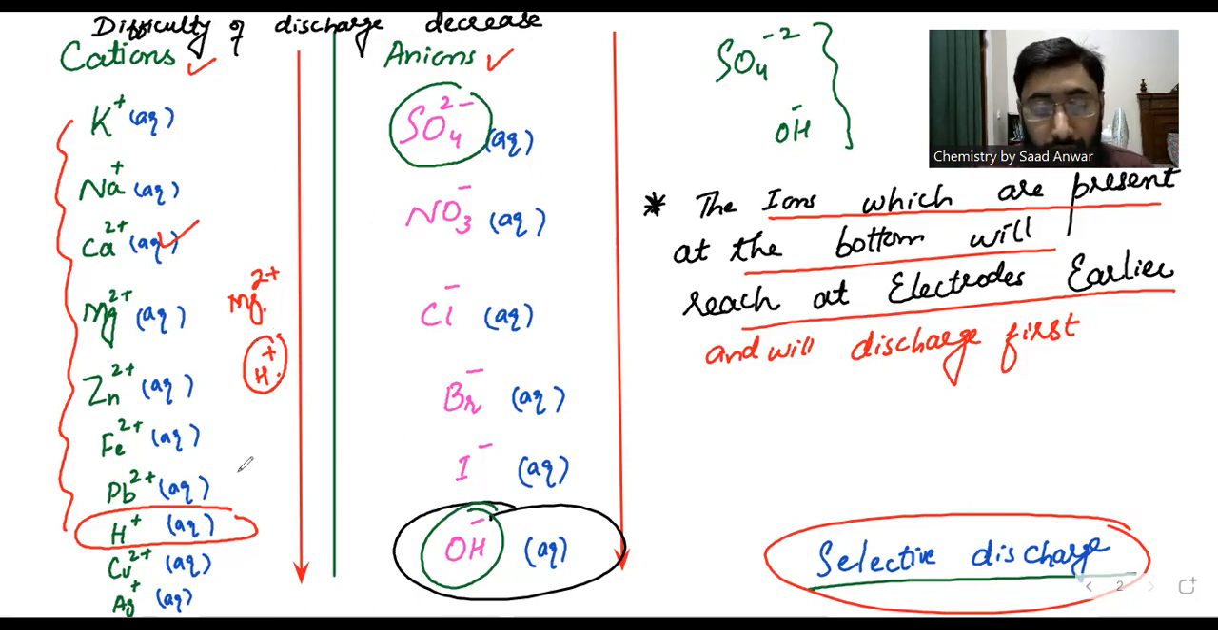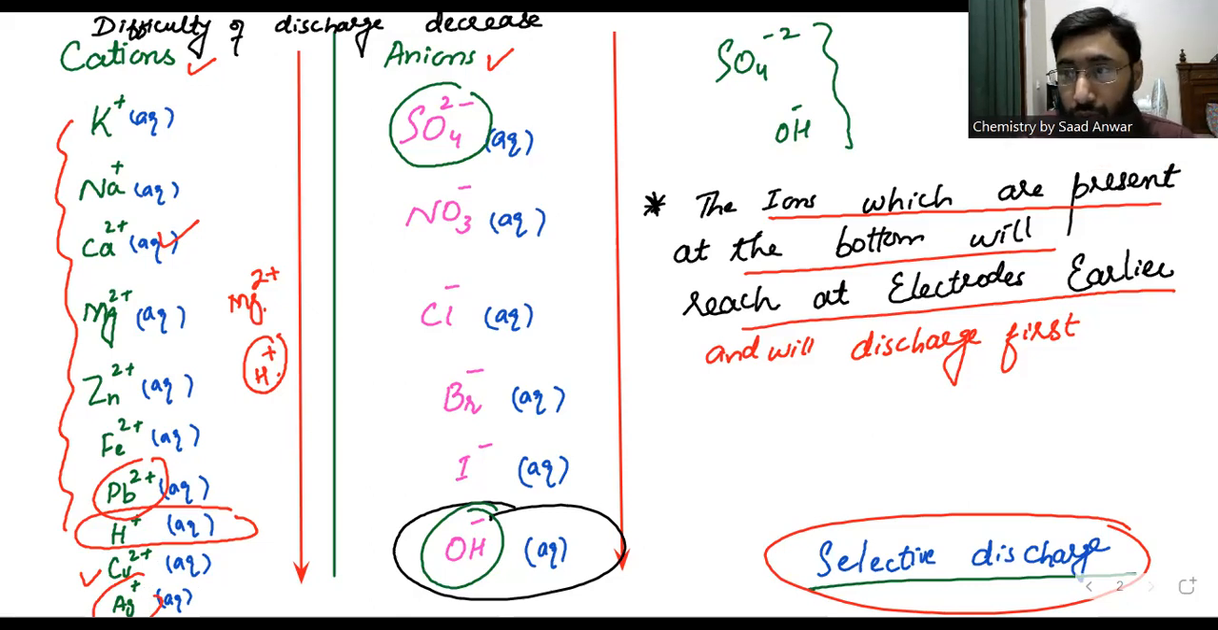And when I compare hydrogen ion with lead ion, remember hydrogen ion will reach the cathode earlier, because the ions which are present at the top cannot reach earlier. The ions which are present at the bottom reach earlier. And when I compare copper ions with hydrogen ion, remember copper ion will reach the cathode earlier. When I compare silver ions with hydrogen ions, silver ions will reach the cathode earlier. So this is one way.